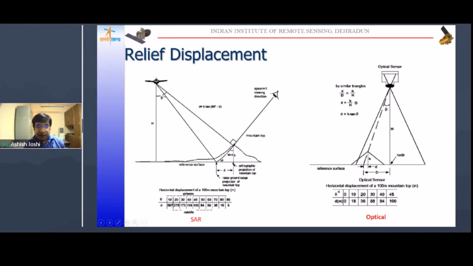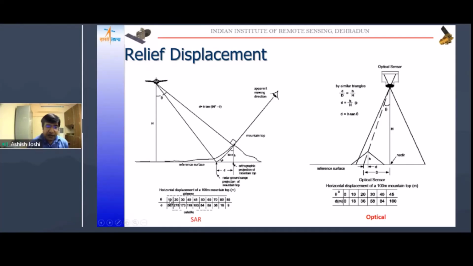So you can see, because SAR has the side-looking geometry, if we have a look angle of 10 degrees, 20 degrees, and 85 degrees, we can see the relief displacement is very much higher. So geometrical distortions will be very much higher, and due to this relief displacement, this object will come here. So geometrically it will not be correct. It will displace from this position to this position in the SAR images, because at the lower angle we have the highest displacement.